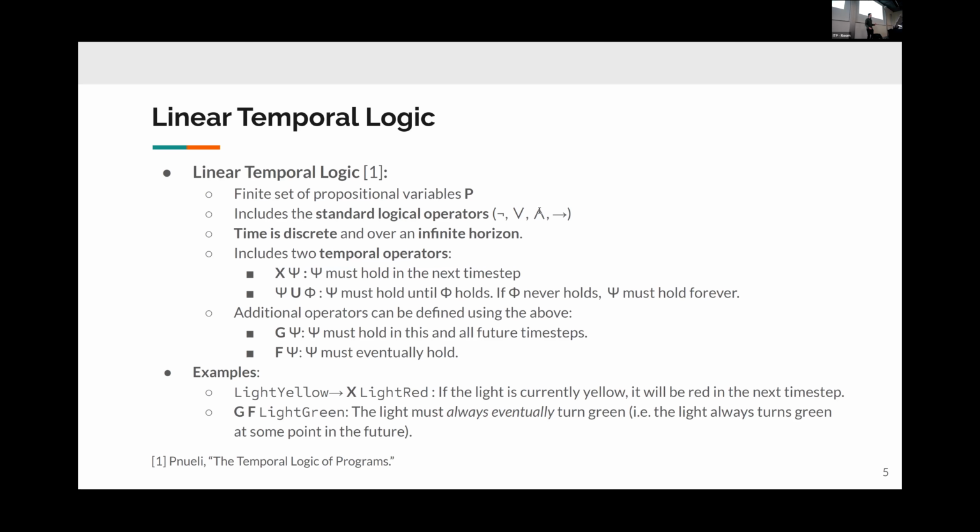And just to visualize what these might be, if we had an example that was covering traffic lights, you might have a property saying, if the light is currently yellow, then in the next time step, the light must be red. Or if you wanted to say that globally, finally, the light is green, that just means that the light will always turn green at some point in the future. So these are useful properties you might want to prove.